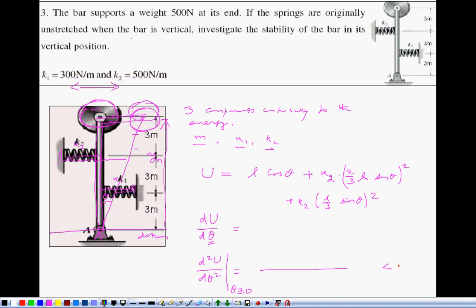If this is less than 0, then it is unstable. If it is greater than 0, it is stable.